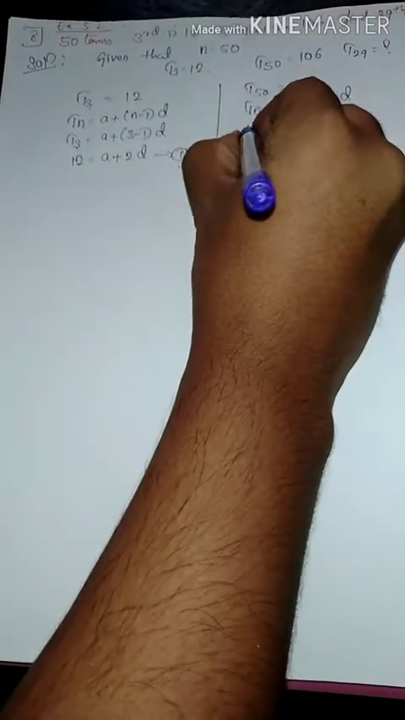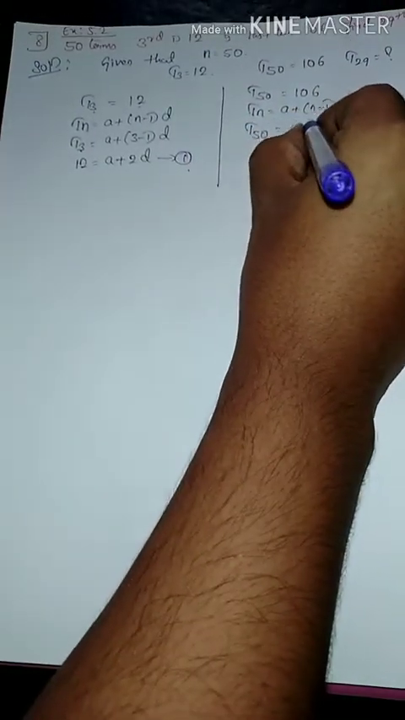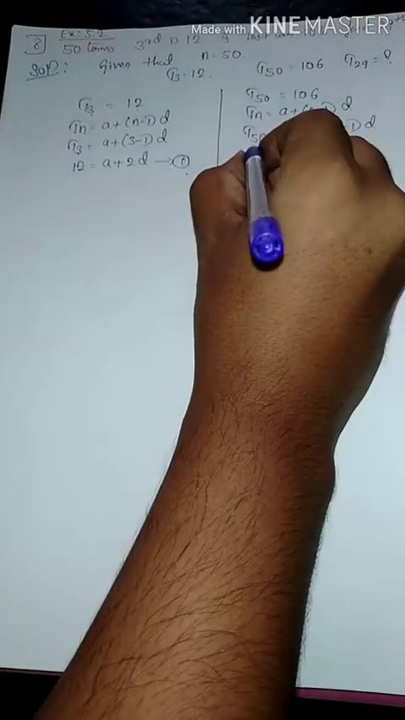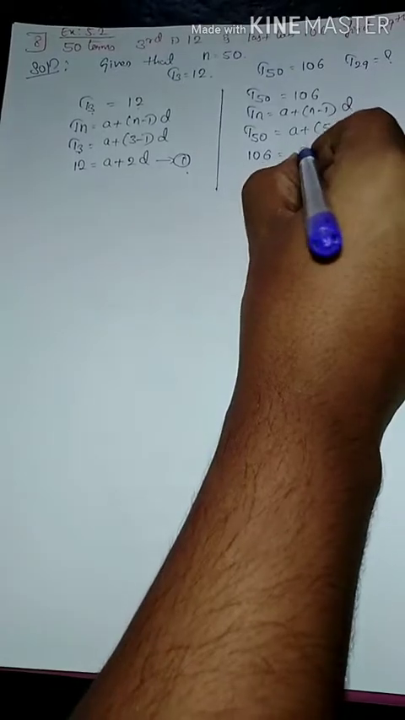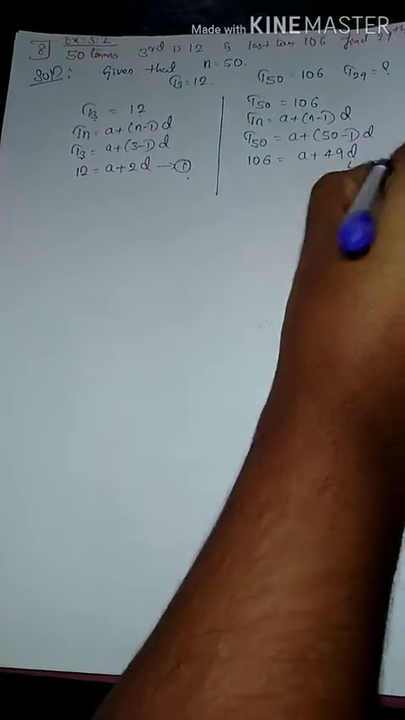And same Tn, n is equal to nothing but 50. T50 is equal to a plus 50 minus 1 into d, we don't know a and d, write as it is. So T50 is given 106. 106 is equal to a plus 50 minus 1 is 49d, called equation number 2.